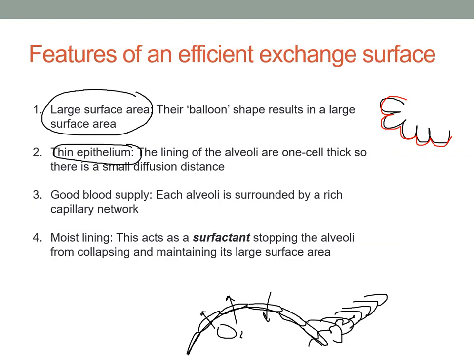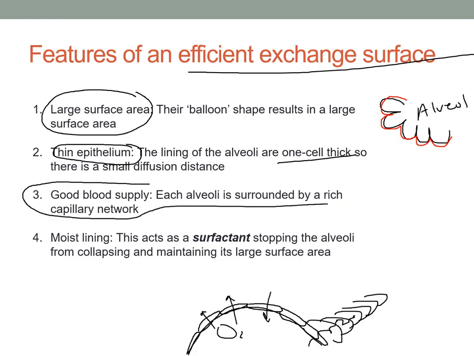So the features of an efficient gas exchange surface, which is the same for an alveoli, is that it has thin walls, one cell thick in fact. The third point is that the alveoli have a really, really good blood supply, which means that they're surrounded in capillaries, which means that the blood's always taking it away, so it always maintains the concentration gradient in and outside of the alveolus.